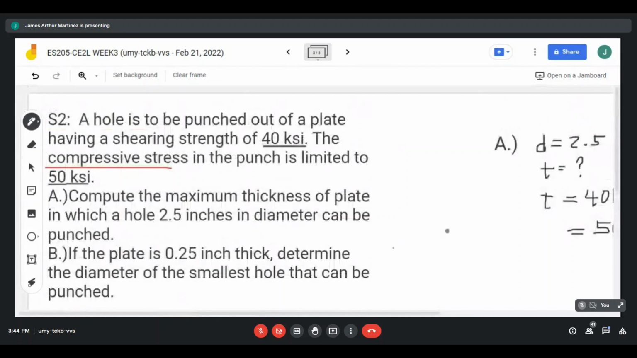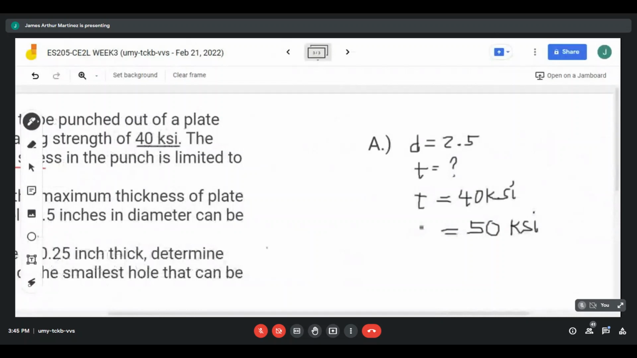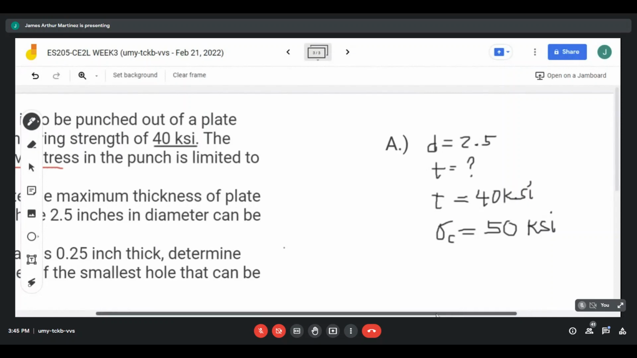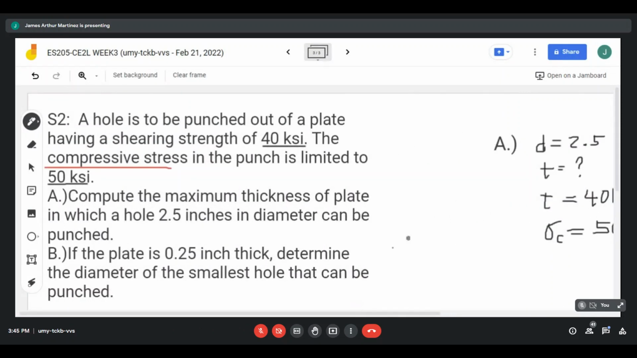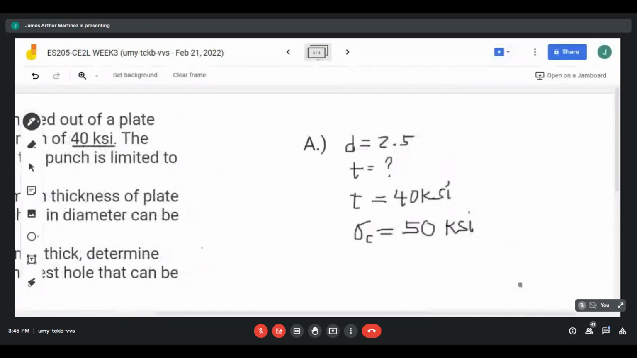So again, when we say compressive stress, it only refers to the normal stress. As I said earlier, if I say tensile stress or compressive stress, it is just the normal stress. Therefore, this stress limit is a normal stress limit. So why is it included in our analysis here? It is a normal stress, yet we are dealing with shear stress.